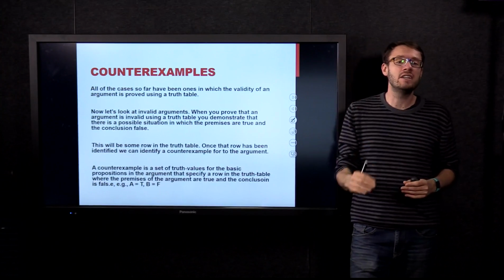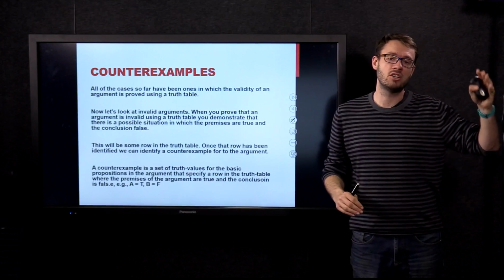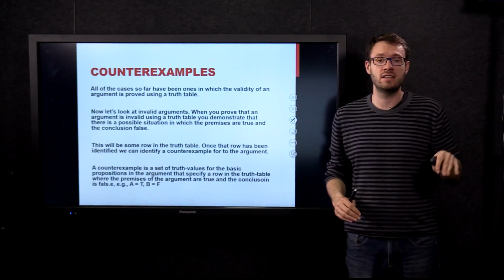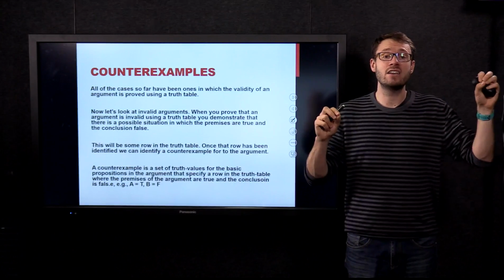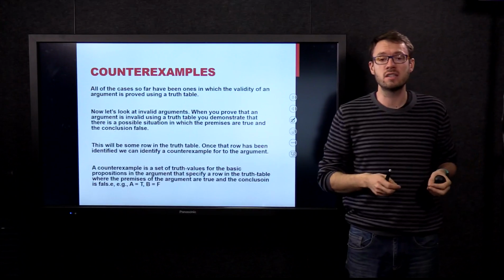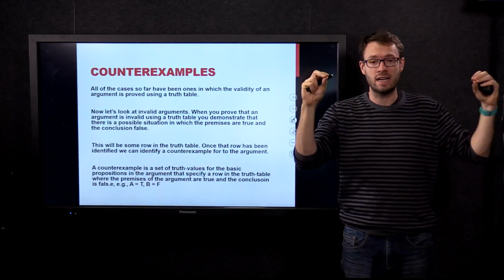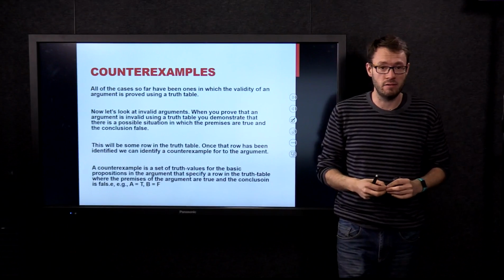Now, in order to individuate that row, we focus on the values for the basic propositions that feed into the matrix on the left-hand side. So, for instance, if the row is one in which A is true and B is false, then that's going to individuate our counterexample, and that's going to tell us the row in which the argument falls down.